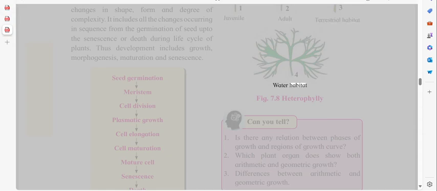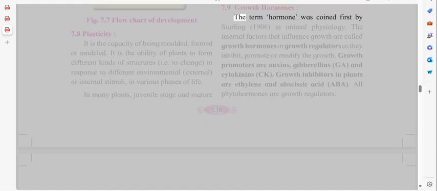7.9 Growth hormones. The term hormone was first coined by Starling, 1906, in animal physiology. The internal factors that influence growth are called growth hormones or growth regulators, as they inhibit, promote or modify the growth. Growth promoters are auxins, gibberellins, GA, and cytokinins, CK. Growth inhibitors in plants are ethylene and abscisic acid, ABA. All phytohormones are growth regulators.